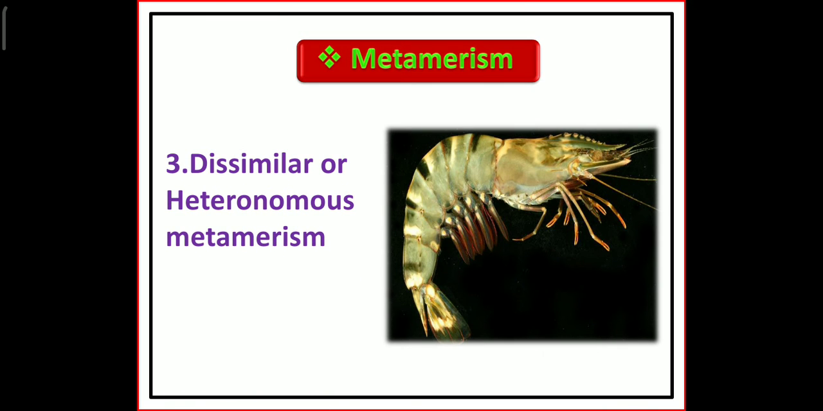Dissimilar or heteronomous metamerism. In arthropoda, the body is segmented, but each and every segment is not similar in structure; these are dissimilar in structure. This type of metamerism is called heteronomous metamerism. If you look at the figure here, you can easily understand that this body is segmented, but each segment is not similar in structure. That's why this type of metamerism is called heteronomous metamerism.